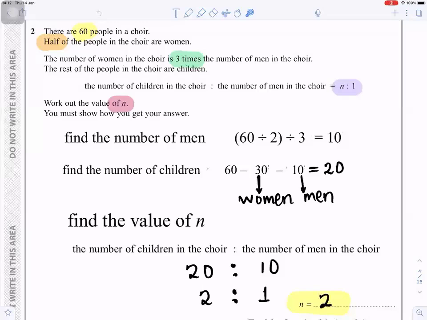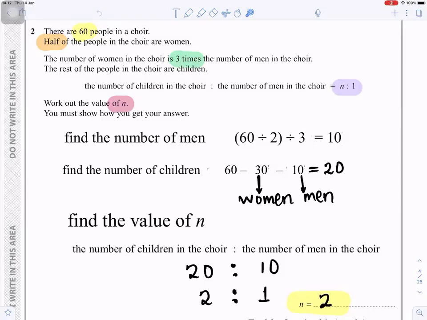Question number 2. There are 60 people in the choir. Half of the people in the choir are women. The number of women in the choir is 3 times the number of men in the choir. The rest of the people in the choir are children. The number of children in the choir is n to 1 in ratio to the number of men in the choir. Work out the value of n. You must show how you get your answer.